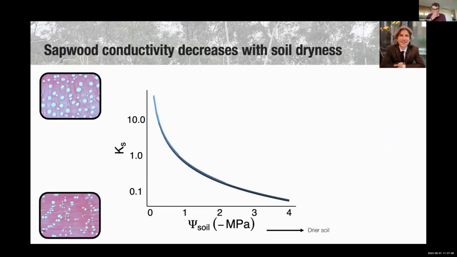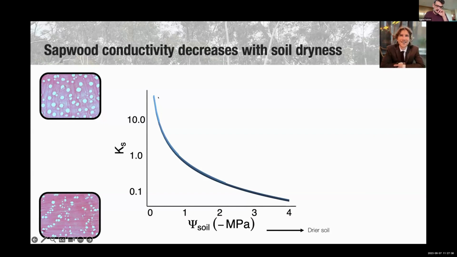Second trait is the conductivity of the stem. Plants have vessels which transport the water from the bottom to the top, and because resistance scales non-linearly with the surface area to volume ratio, the larger vessels are more efficient at conducting water. And so the conductivity per unit of stem is much higher for species with large vessels than it is for small vessels.